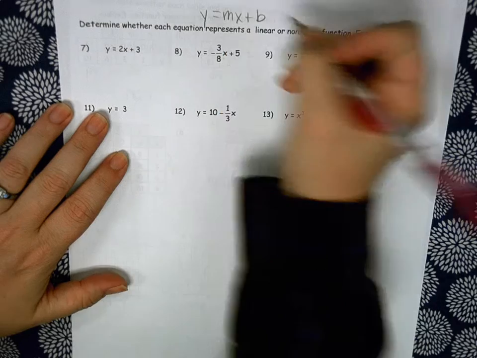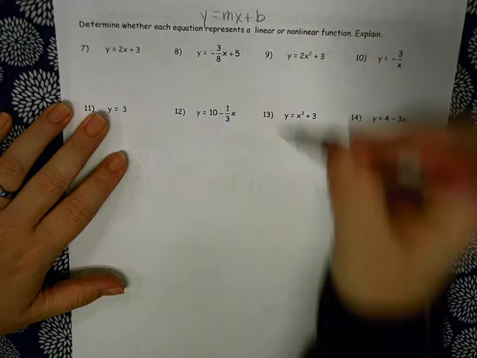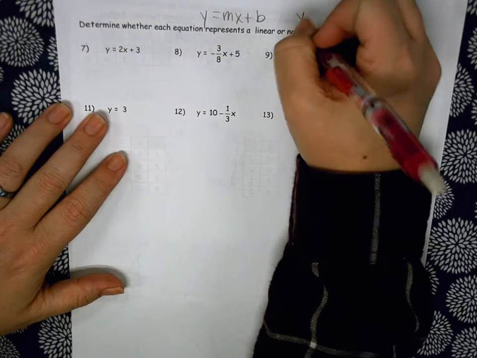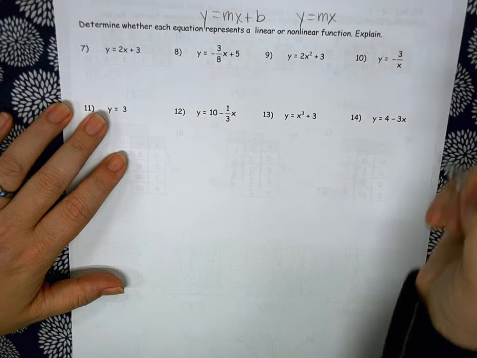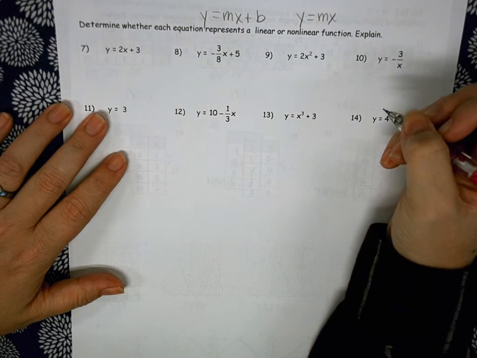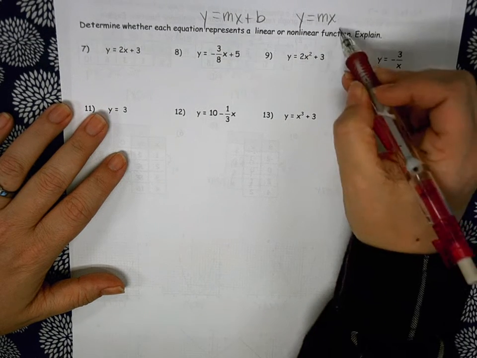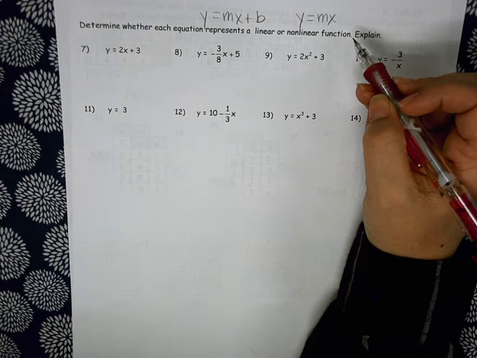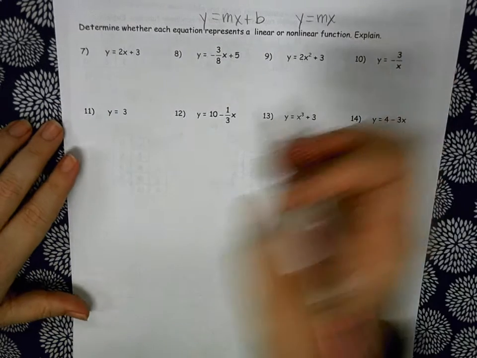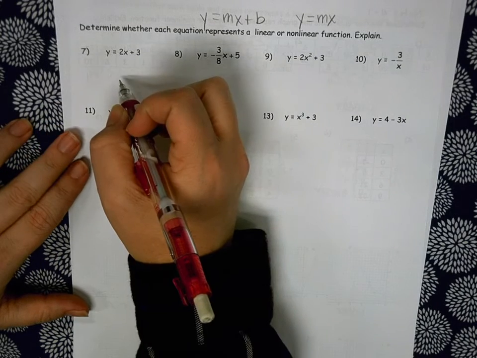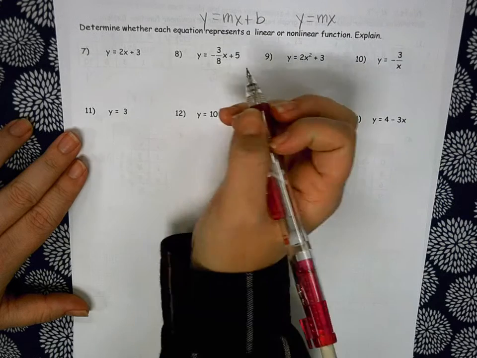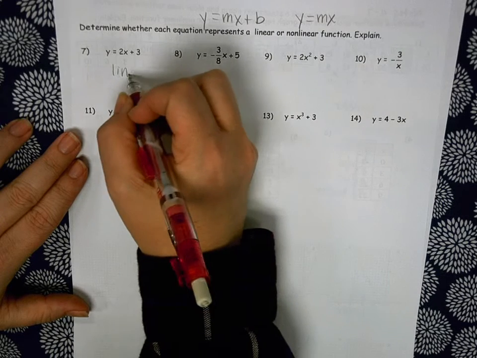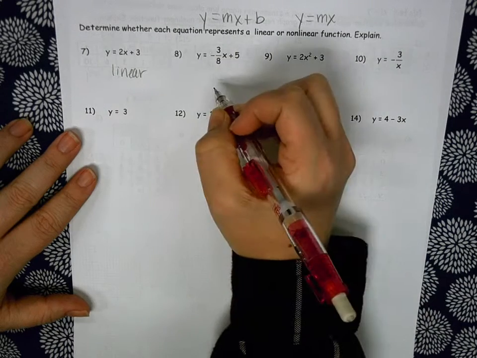You can write this on the top of your paper. That was the equation of a line. Remember that y equals mx is also, right? You don't need to have the y-intercept because that means it just starts at 0. Do you remember? Good. So number 7, would you guys say that's linear or non-linear? Linear, right? We just said an equation of a line. What about number 8?